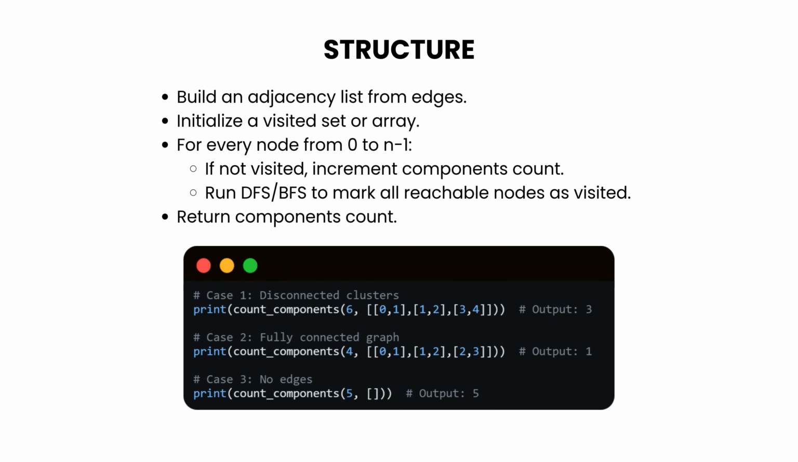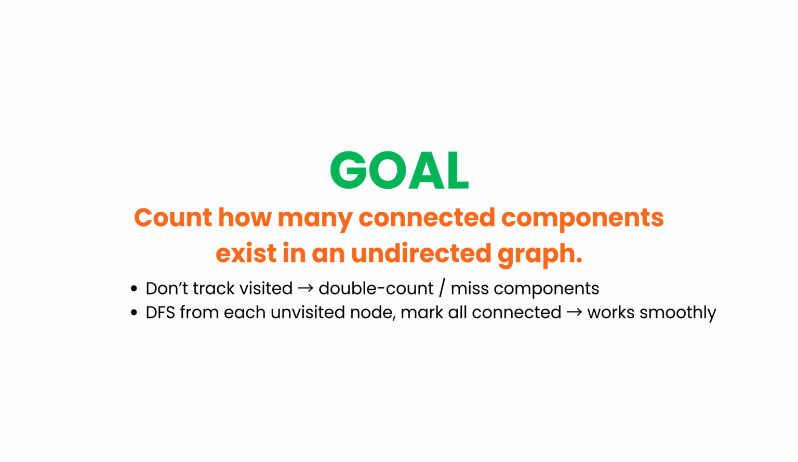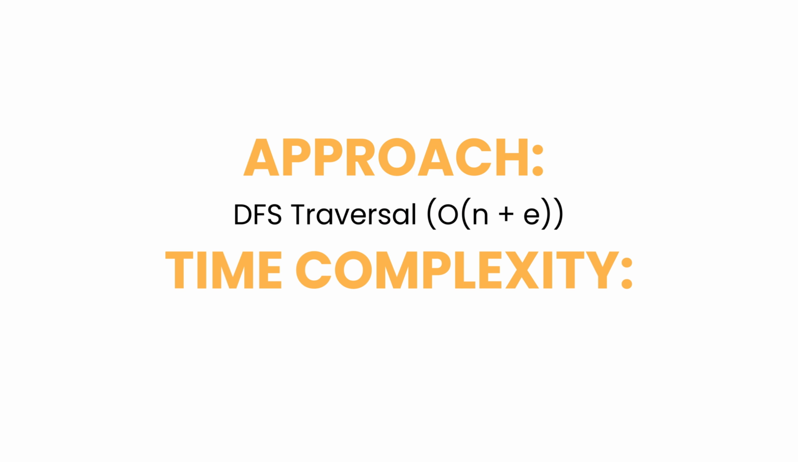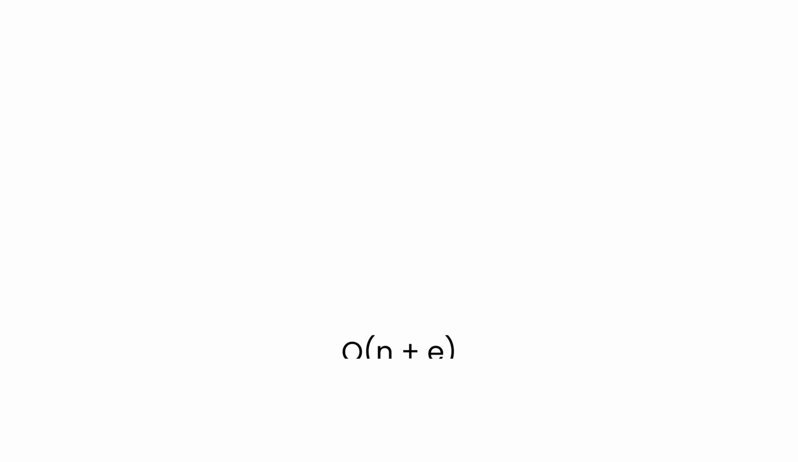The main goal here is simple: count how many connected components exist in an undirected graph. If we don't track visited nodes correctly, we'll double count or miss components. If we run DFS from each unvisited node and mark everything connected to it, everything works smoothly. Approach: DFS traversal. Time complexity: O(n plus e).